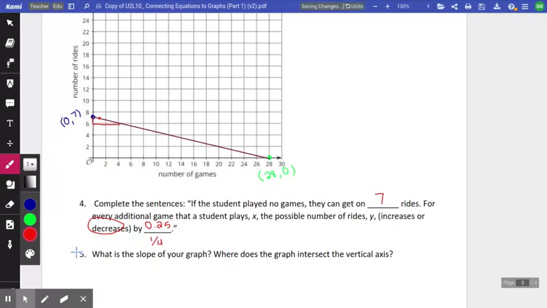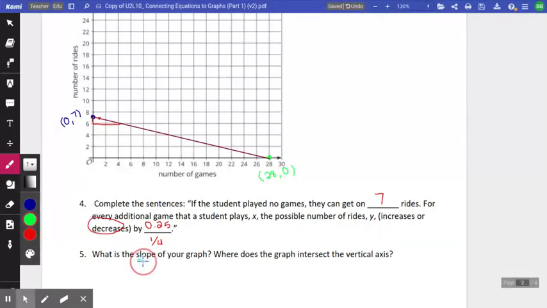That's also going to come up in this next question, number 5, which asks us to calculate 2 things. The first one is, what is the slope of your graph? And then the second one is, where does the graph intersect the vertical axis? Let's start with this part here on slope.